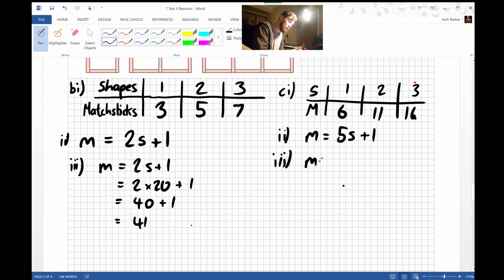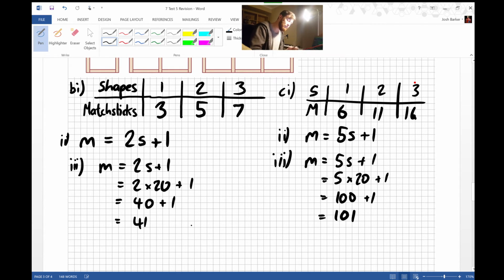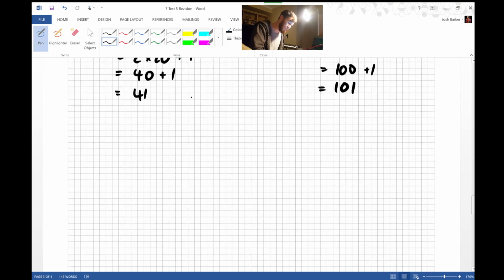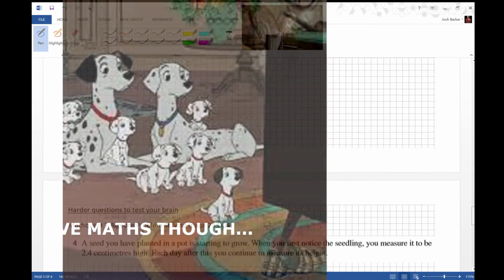Now the number of matches that we need for 20 shapes is as follows. So 5 times 20 plus 1, which is 100, plus 1, which is 101. Not Dalmatians though, we need 101 matchsticks. It's the wrong topic for that.